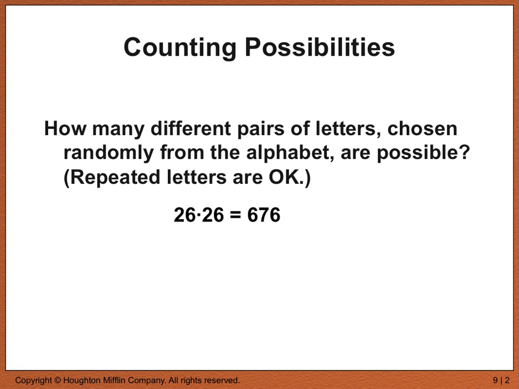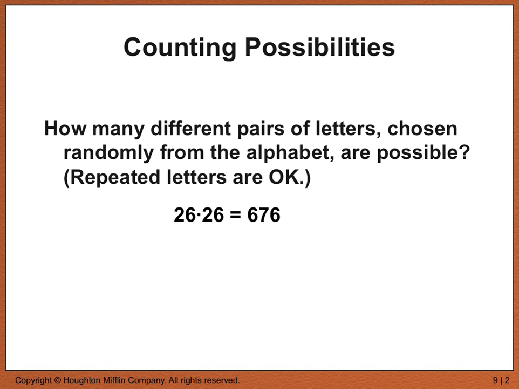So this is the answer. 26 times 26 equals 676. So there are 676 different possible pairs if I'm choosing letters randomly from the alphabet. And for this particular case, repeated letters are okay. So AA, BB, KK, those are all valid pairs.